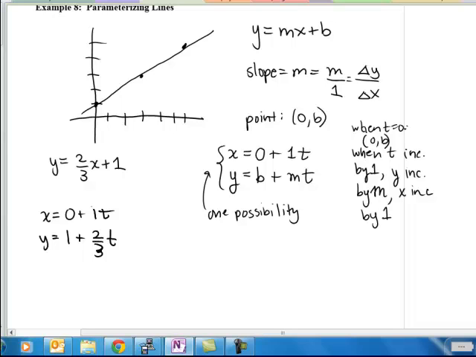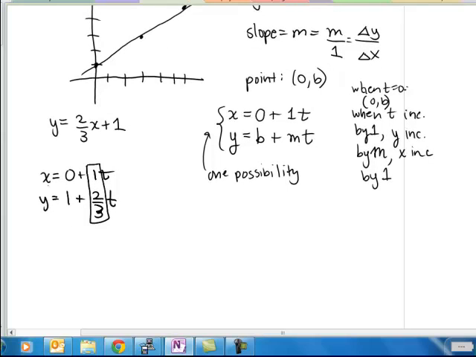But what we really need here is not these specific values necessarily, but just the ratio to be 2/3. So another option would be x equals 0 plus 3t and y equals 1 plus 2t. Because then when t increases by 1, y will go up by 2 and x will go up by 3. So the ratio of change in y to change in x would still be 2/3.